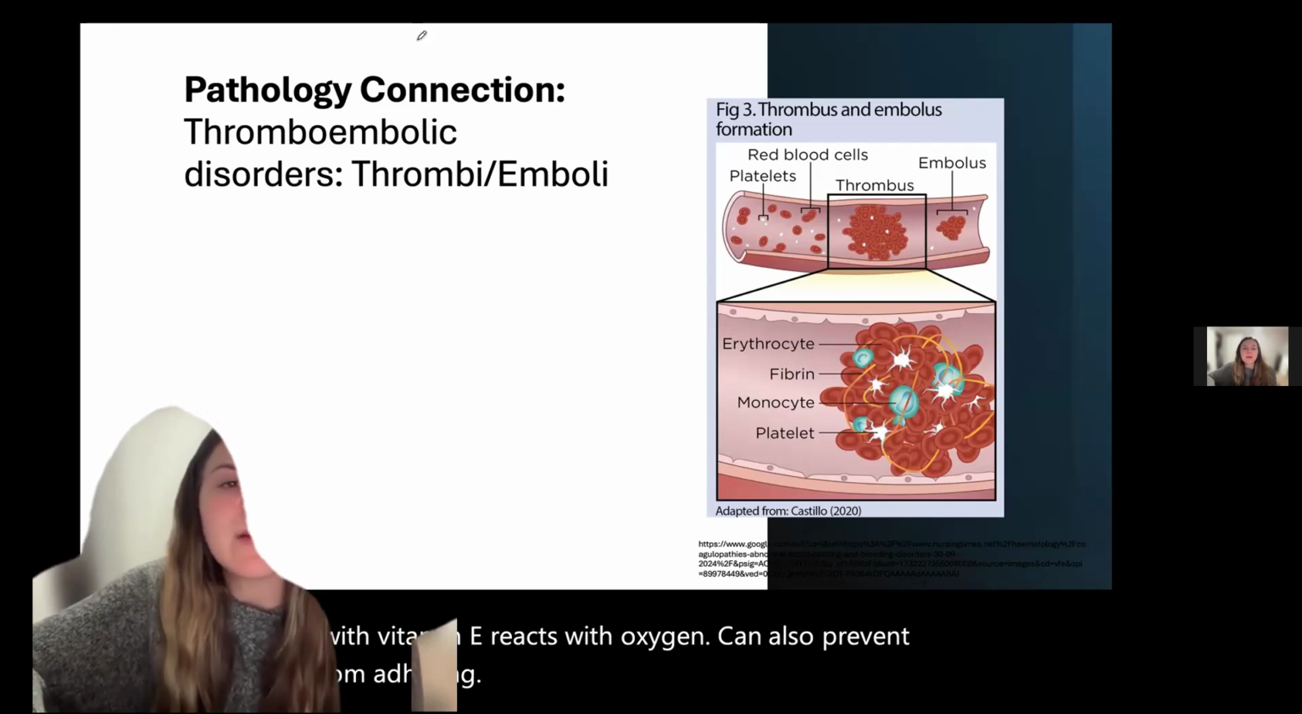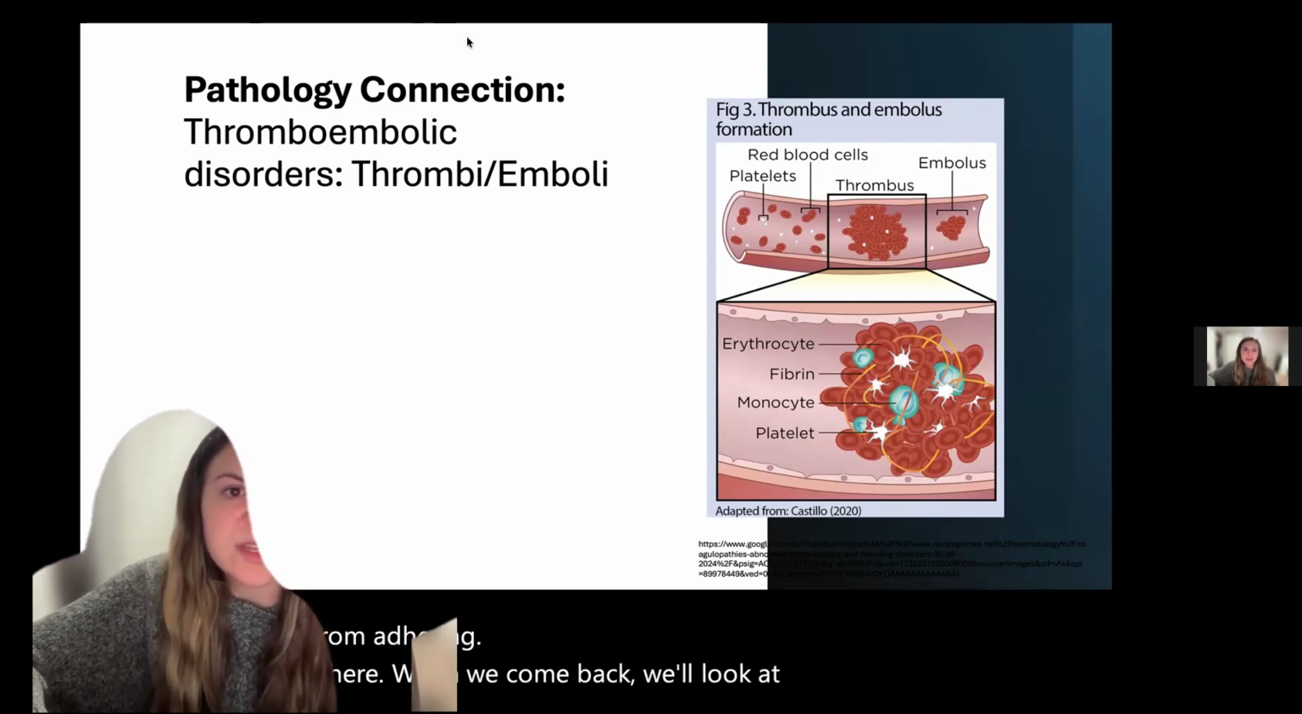We'll stop here. When we come back, we'll look at some pathology connection disorders involving clotting.